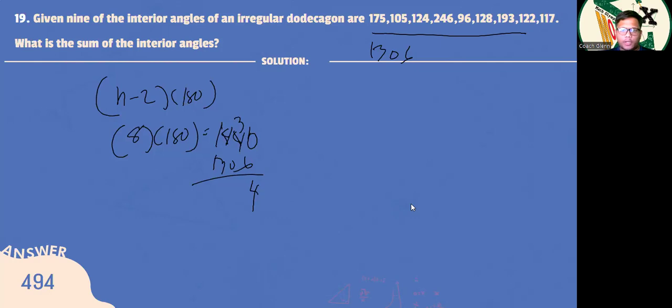Oh wait, this is a dodecagon. Wait, my bad. Dodecagon has 12 sides, not 10. It should be 10 times 180 again. This is a dodecagon. I was thinking of decagon. So that should be 1,800. So first borrow: 7, 9, 10. 10 minus 6 is 4. 9 minus 0 is 9. 7 minus 3 is 4. So 490. That's the total of the remaining angles.